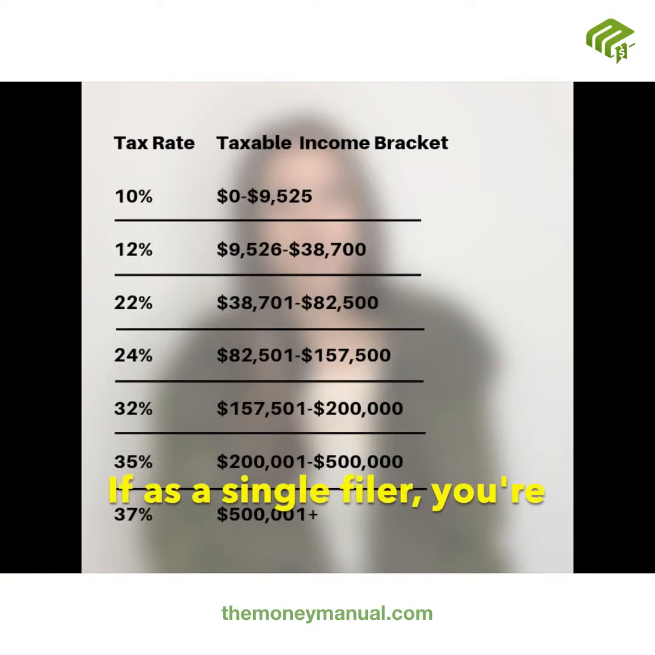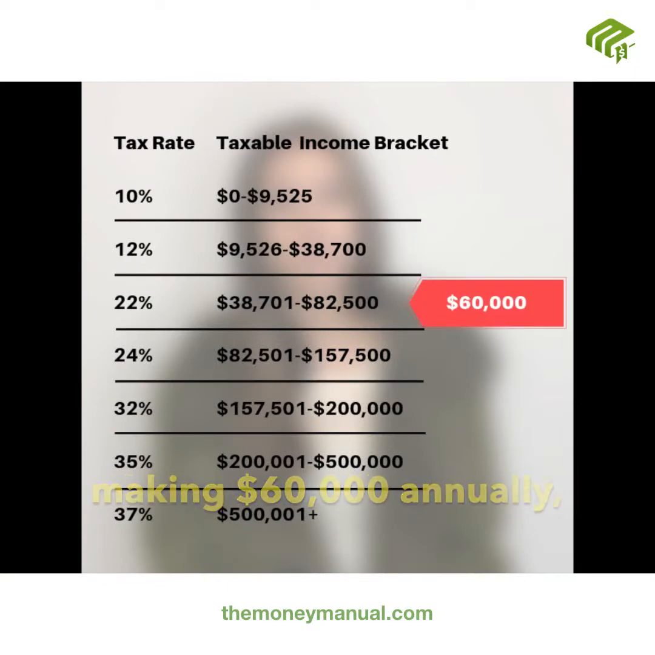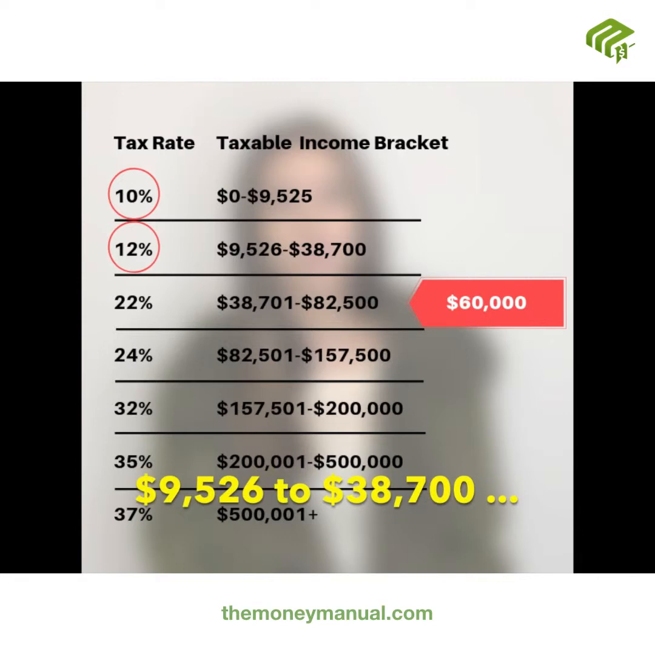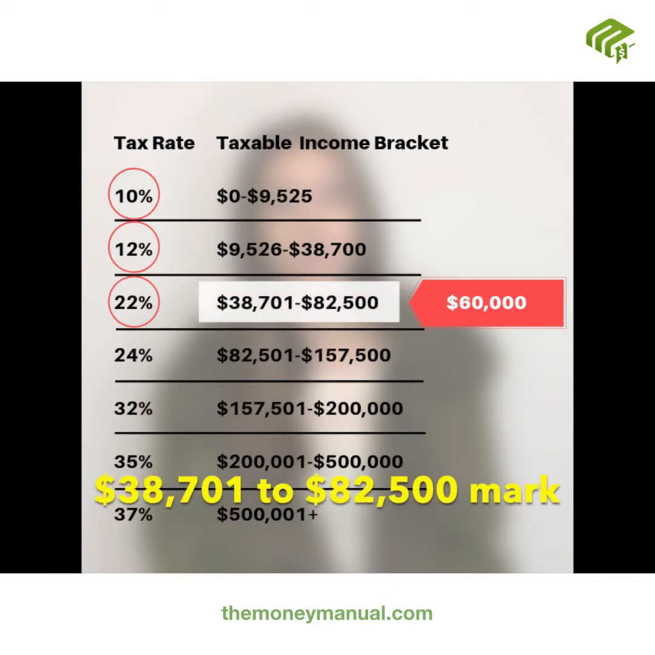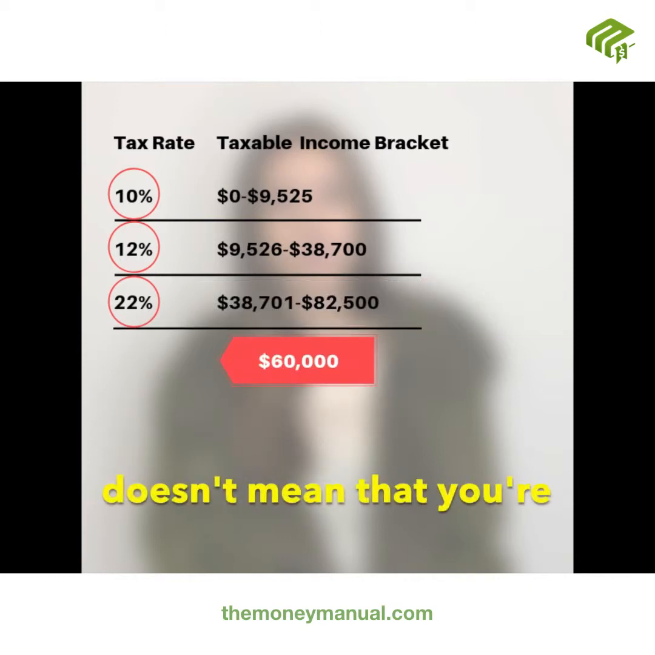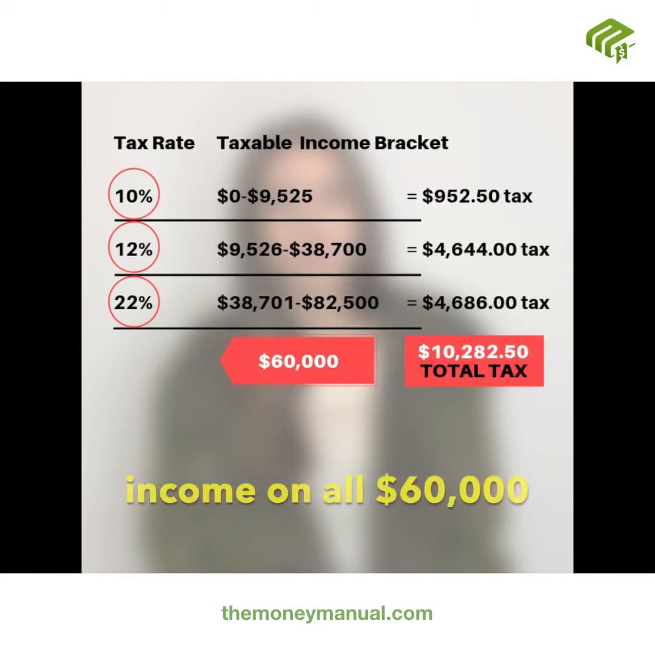For example, if as a single filer you make $60,000, you'd be taxed at 10% on your first $9,525, at 12% from $9,526 to $38,700, and at 22% from $38,701 to $60,000. So just because your income is between the $38,701 to $82,500 parameters doesn't mean that you're foregoing 22% of your income on all $60,000 that you make.